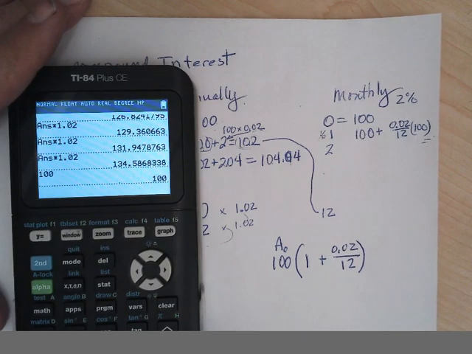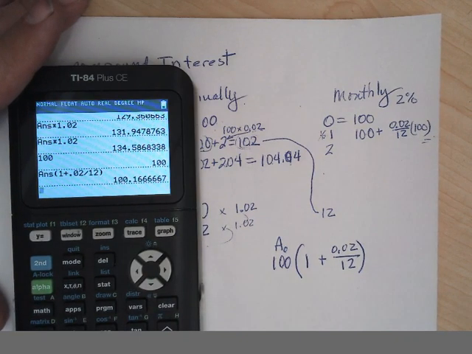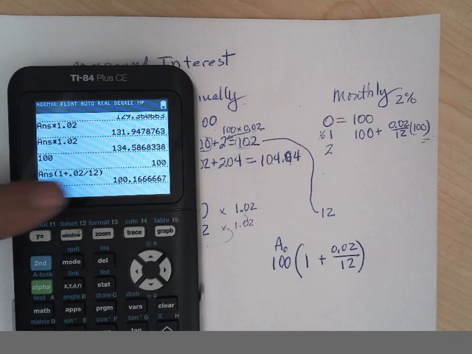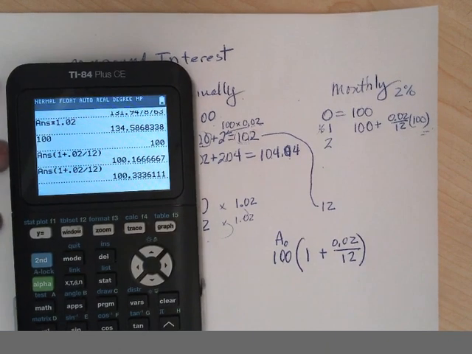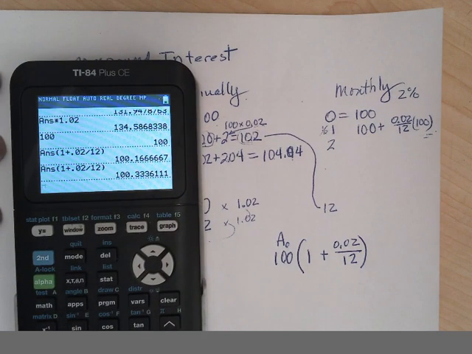100, enter, times 1 plus, put it in parentheses, 1 plus 0.02 divided by 12. And if I do that, that's how much I'd have after 1 month. Gain 16 cents. And after 2 months, now I'm at 33 cents. 3, 4, 5, 6, 7, 8, 9, 10, 11, 12.